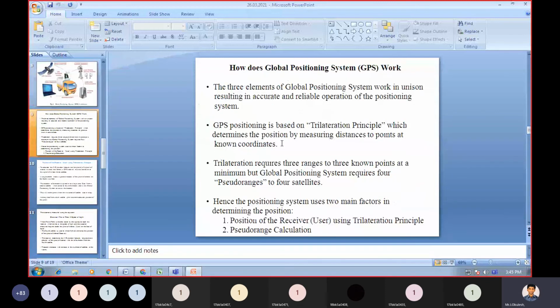Then next, the working principle of the global positioning system, how it will work. It works with the help of the trilateration principle only. With the help of that we are able to calculate the distance. Distance d is equal to, what is the formula? Distance d is equal to travel time into speed of light. Like that you will be able to find the distance.